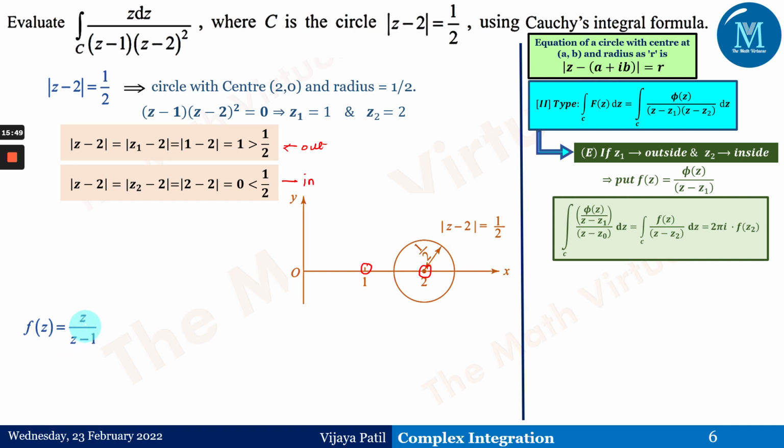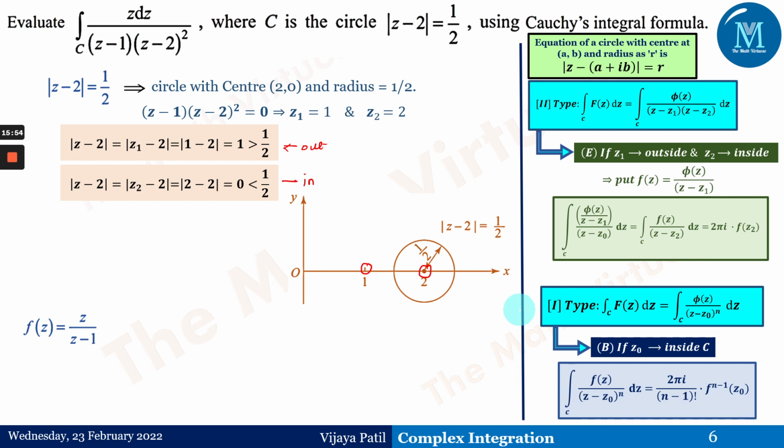Now f of z is z upon z minus 1, where the point 1 is out. But here another formula is also included, because the part z minus 2 is repeated 2 times. So if you observe, z minus 2 the whole square means the value z2 is repeated 2 times. That means we have z minus z0 to the power n. This type of scenario will exist, so we have to make use of 2 different types, type 2 and type 1.